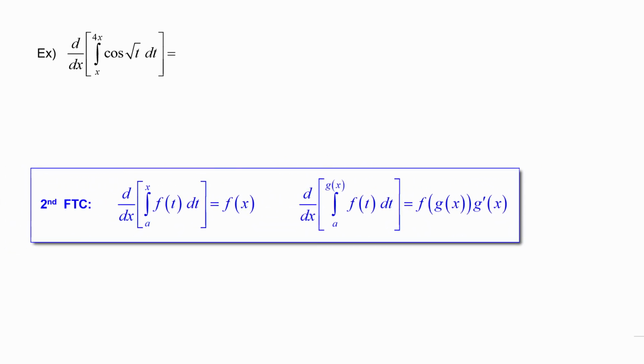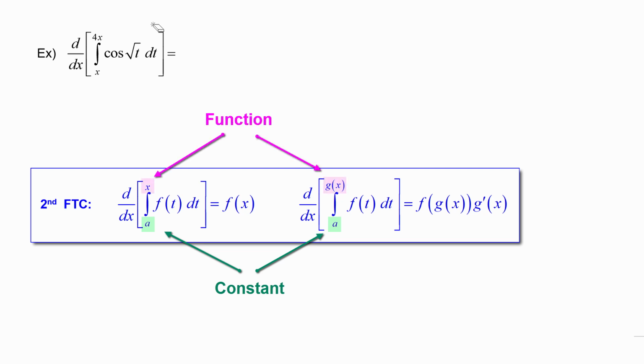In this example, we have to take the derivative with respect to x of the integral from x to 4x of cosine radical t dt. Now before we can apply the second fundamental theorem of calculus, we first have to get our integral into the proper form. The rule requires that we have a constant as the lower limit of the integral, and we can have a function as the upper limit.